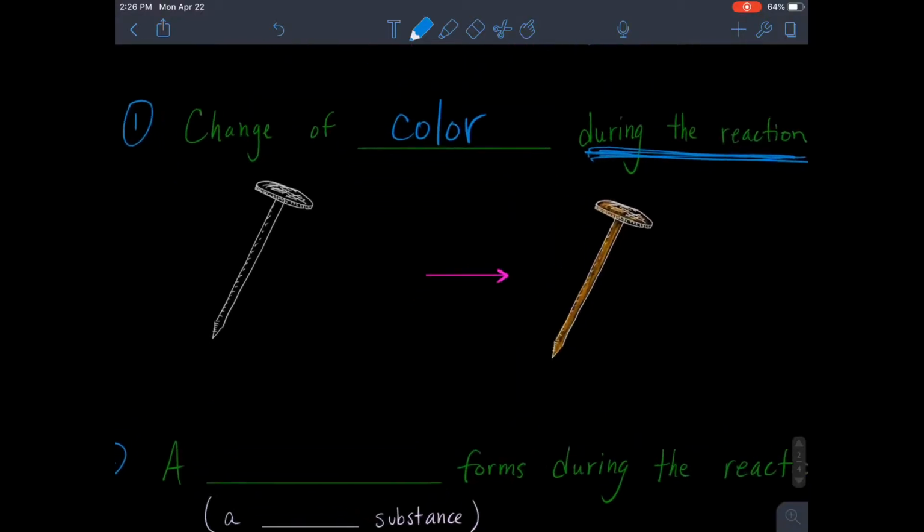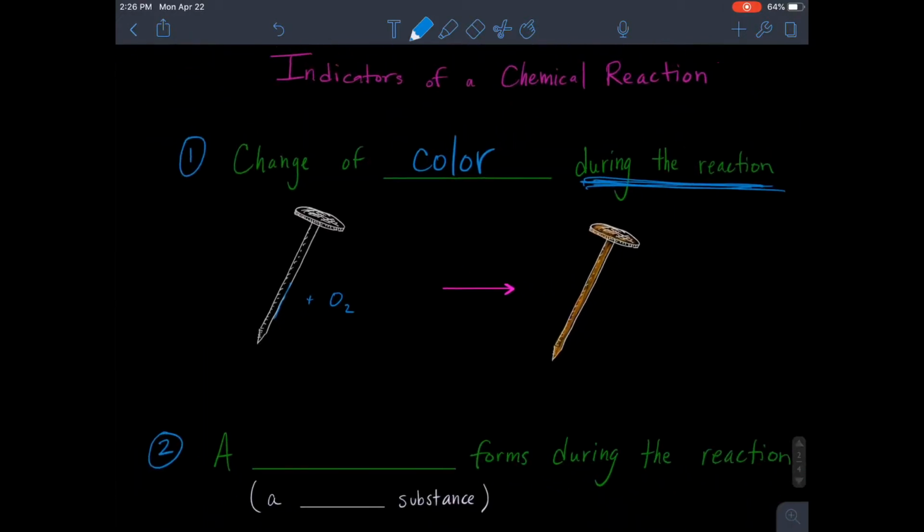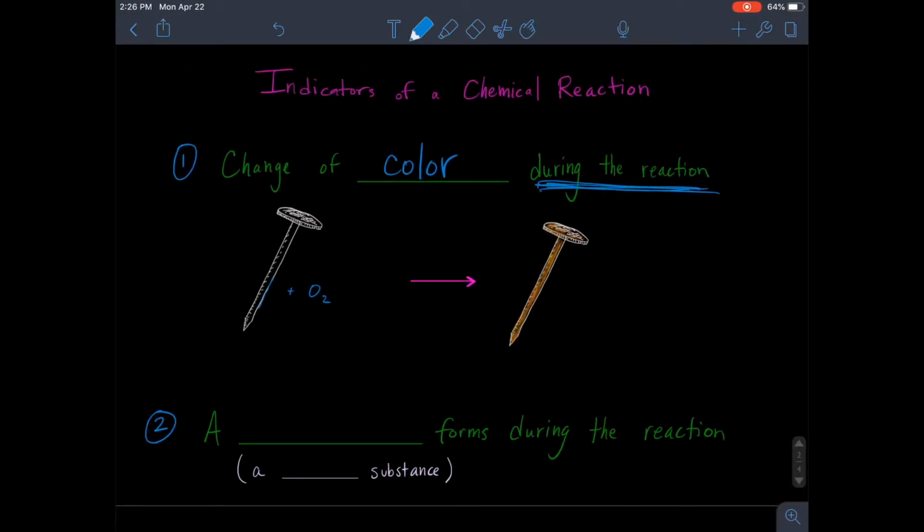So a good example of that is when you have a nail and it gets a little bit of moisture on it, plus oxygen, it actually causes rusting to occur. And that rusting changes the color of the nail, and it's now this brownish, yellowish color. So rusting is an example of a chemical reaction.